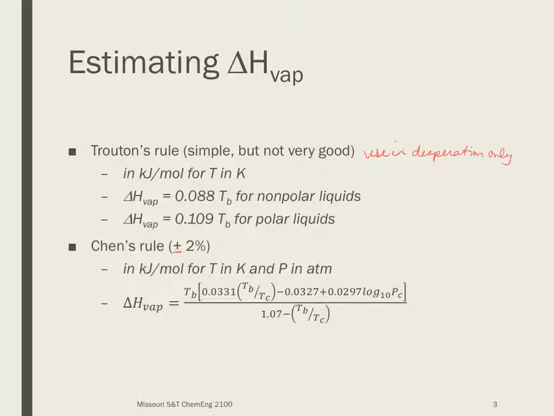And this will estimate the heat of vaporization. Now the boiling temperature here is for the pressure that you are operating at. So this isn't necessarily the normal boiling point. If you are operating at 1 atmosphere pressure, then it would be the normal boiling point. But whatever temperature you are trying to calculate, this will get you the heat of vaporization for that estimated temperature. And again, it's usually pretty good. It's typically plus or minus 2%, which is actually quite nice.